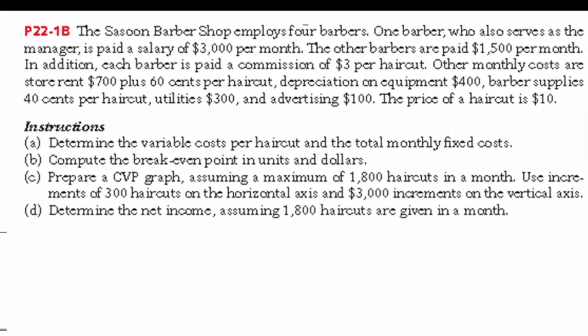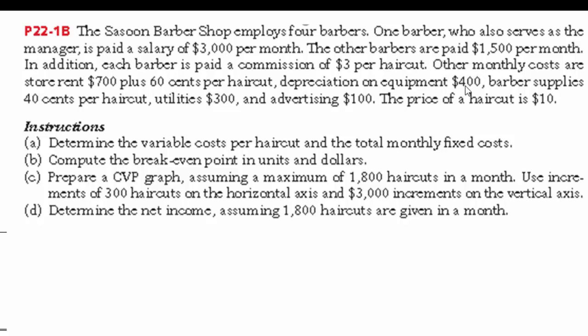Okay, here are the facts. This Sassoon Barbershop employs 4 barbers. And while I read these off, why don't you think to yourself whether these are fixed costs, costs that don't vary in proportion to sales, or variable costs, costs that do vary in direct proportion to sales. So they got one barber that makes $3,000 a month, 3 barbers that make $1,500 a month. In addition, each barber gets a commission of $3 per haircut. Other monthly costs are rent of $700 plus 60 cents per haircut to the landlord.